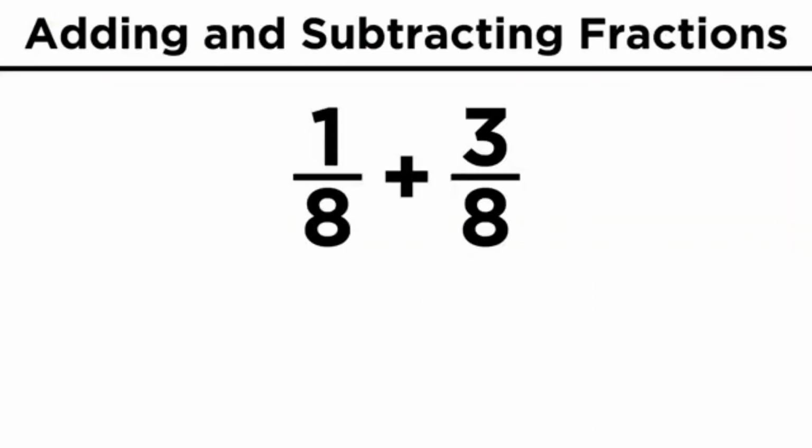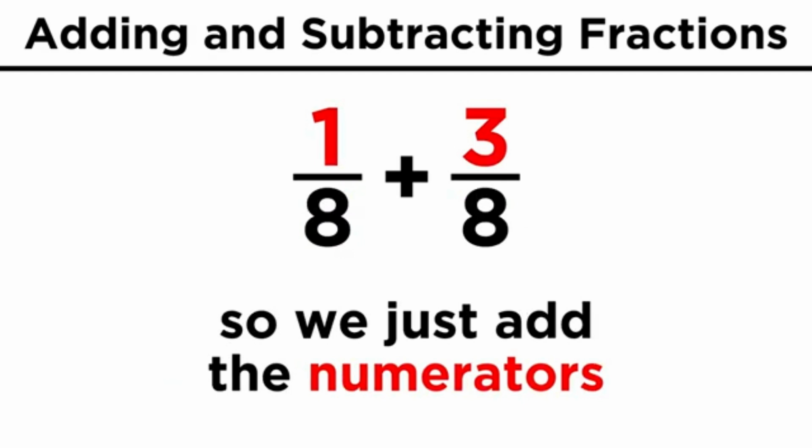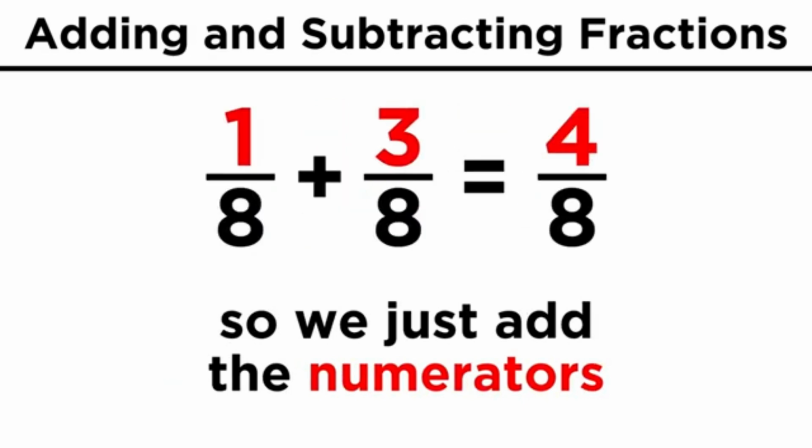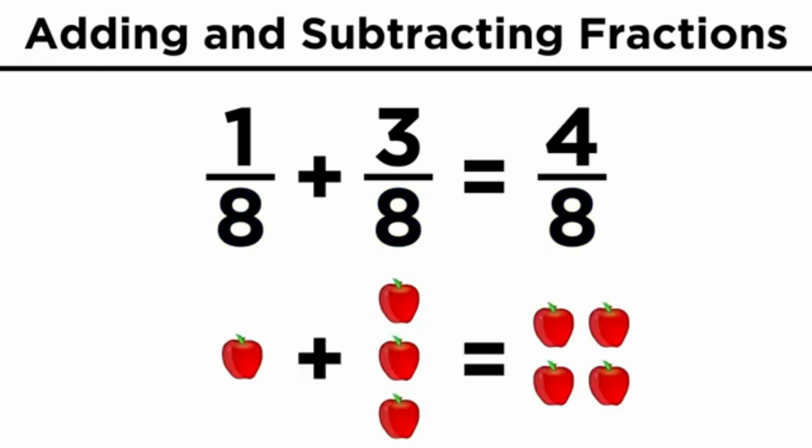Let's look at these two fractions, 1/8 and 3/8. Because these already have the same denominator, all we have to do is add the numerators. 1 plus 3 is 4, so we get 4/8. It's important to note that when adding fractions, we do not add the denominators. Just like we would say 1 apple plus 3 apples equals 4 apples, the same logic applies here.